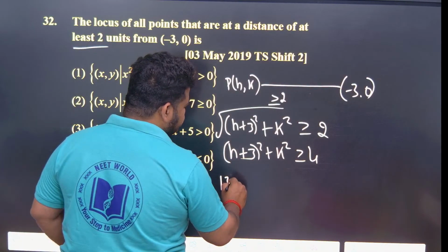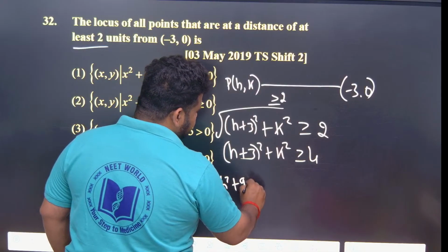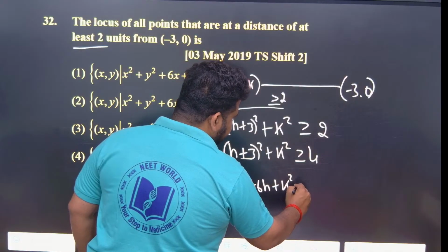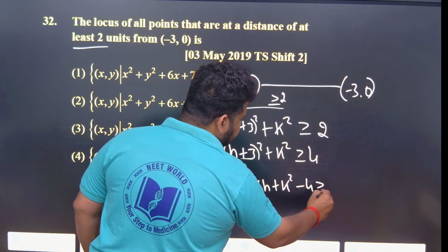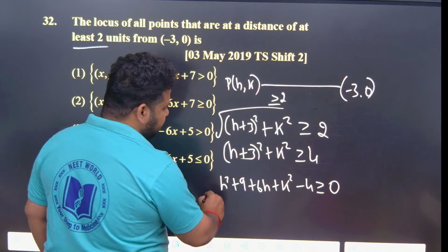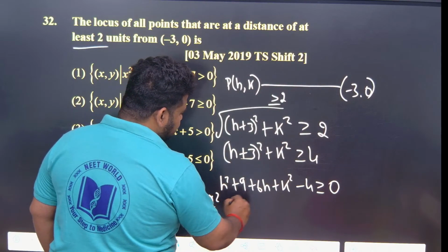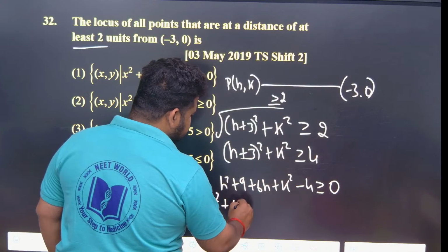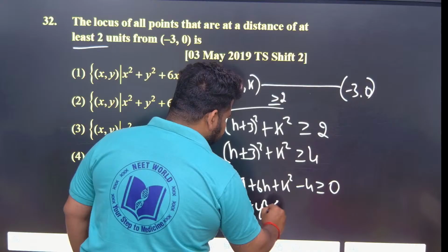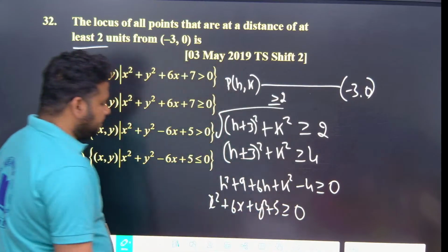h square plus 9 plus 6h plus k square is greater than minus 4. If I bring it this side, greater than or equal to 0. Now instead of h, what can I write? x square plus 6x plus y square, 9 minus 4 is 5, plus 5 is greater than or equal to 0. So what is that equation?